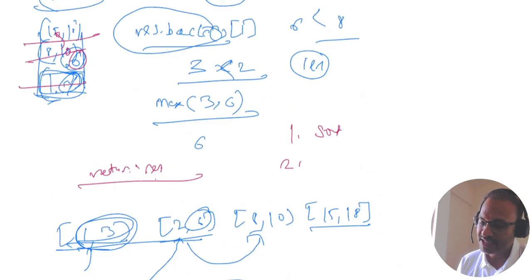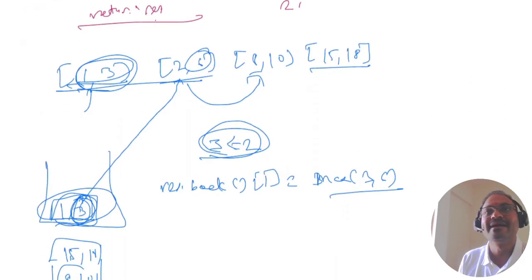Initially we used two loops to do all of this. Right now I'm using just one loop to do all the operations. So what does it mean? We are getting rid of O of n square, and we can easily do it in O of n.